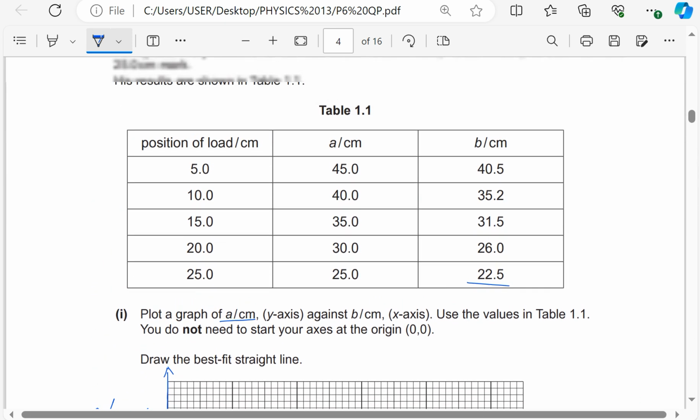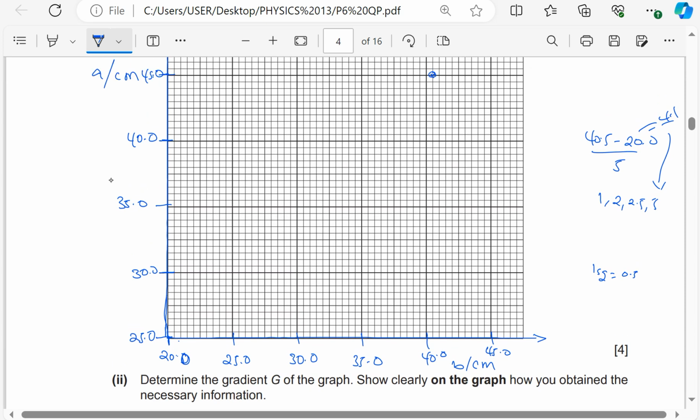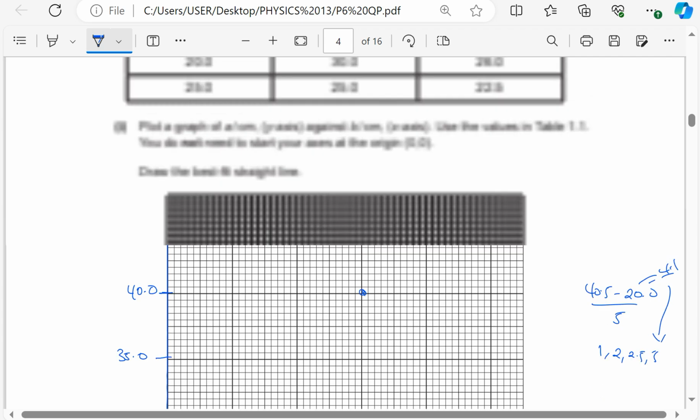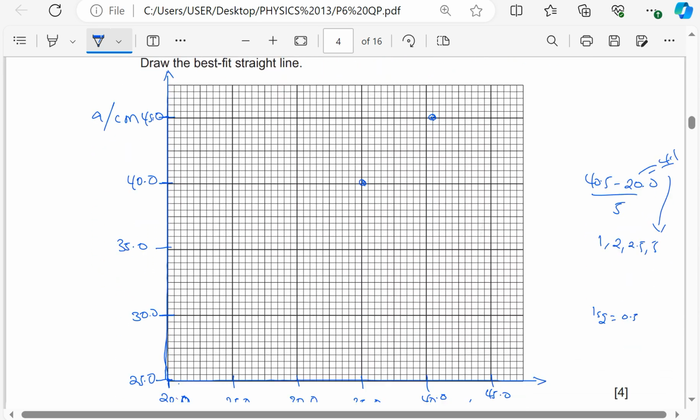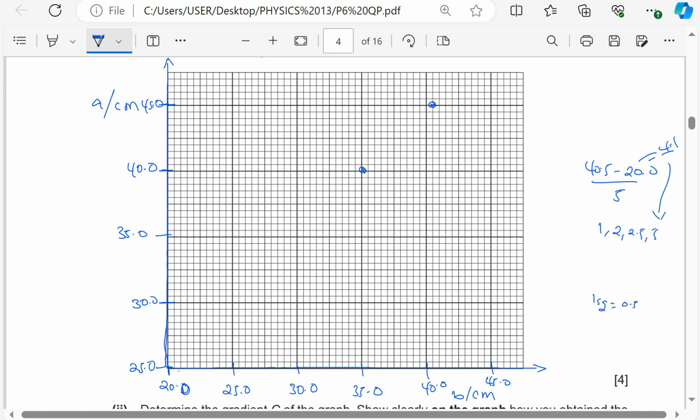The next point was, I think, 40 against 35.2. So 35.2 is very close to 35. So I'll just plot it around here. Then the next point was 35 on the y-axis against 31.5. So each box is 0.5. So I want to plot 31.5. Those are 3 boxes, I think. 31.5 against 35. So 1, 2, 3. So it must be this point here.